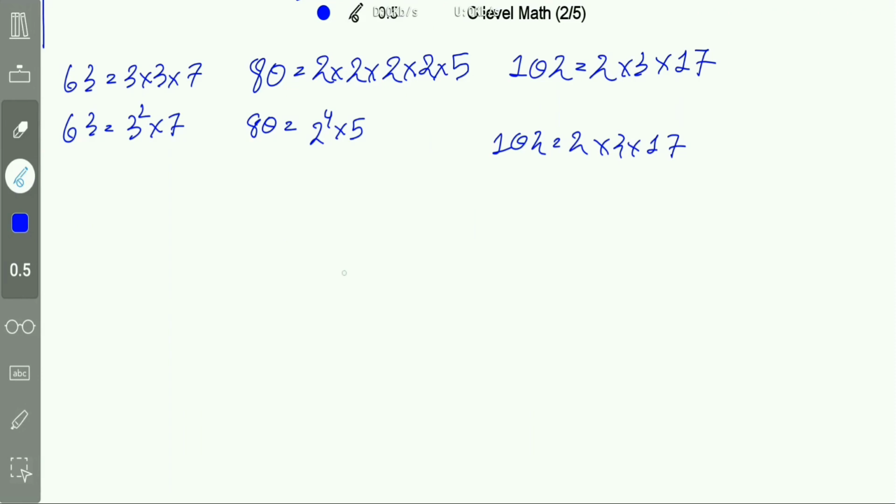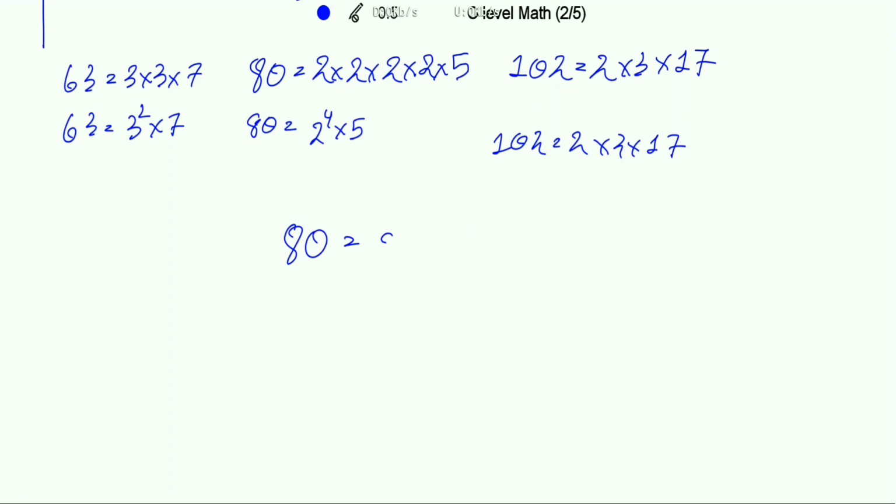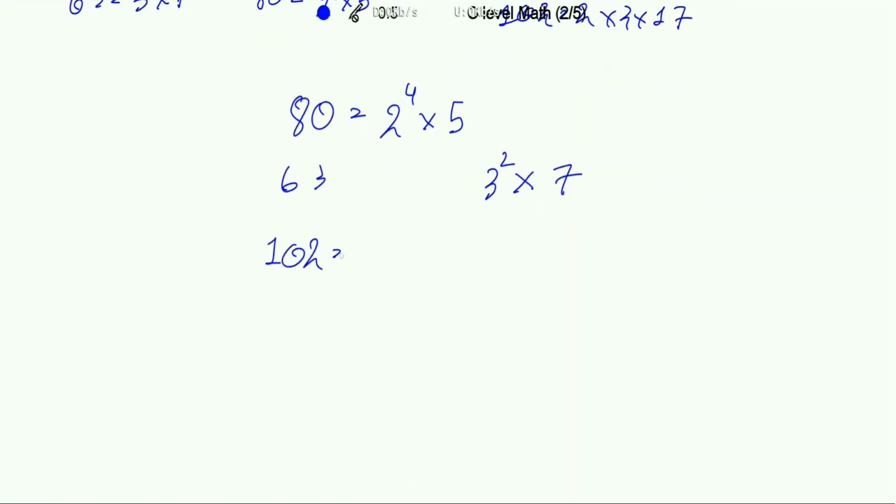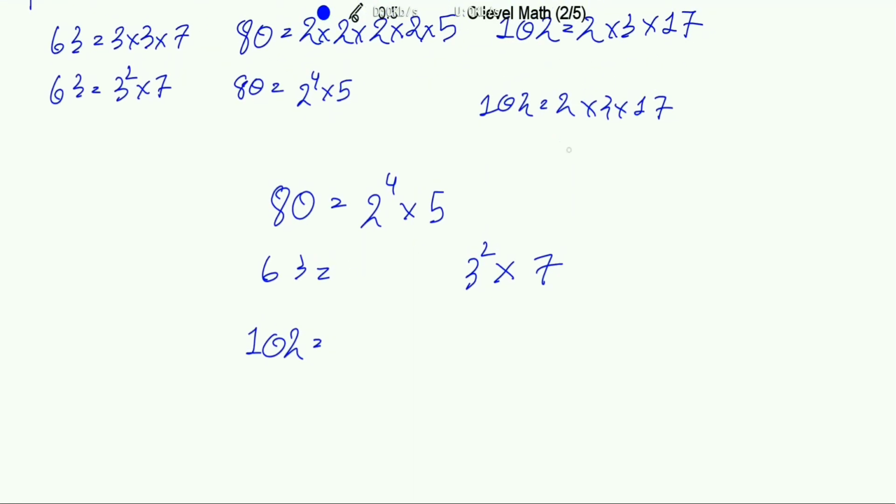What we're going to do is write them in a row, in a sequence. So 80 is 2 to the power 4 multiplied by 5, then 63 is 3 to the power 2 multiplied by 7, and 102 is 2 multiplied by 3 and multiplied by 17.